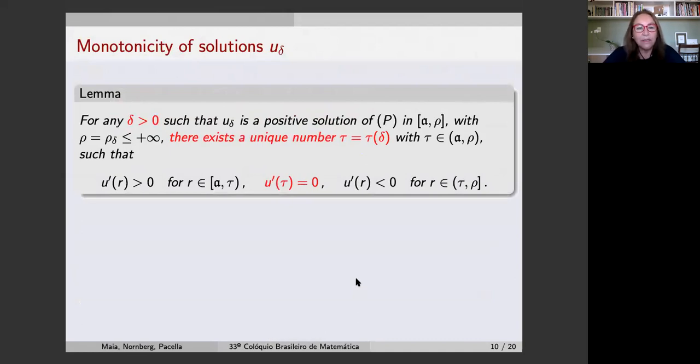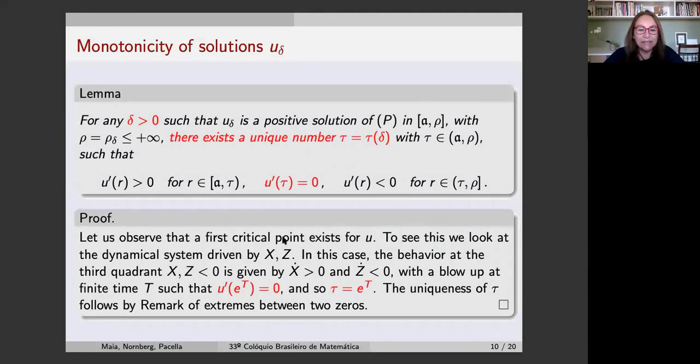Then we can study, for example, the type of solutions we are getting for this shooting problem. For any delta, shooting velocity positive, such that u_delta is a positive solution of the initial value problem in the beginning of this lecture at a, rho, with rho equal to rho_delta, a real number, or plus infinity, there exists a unique number, tau(delta), where u'(tau) is 0, which is a critical value for the solution u. That's what we are saying in this lemma. Previous, for r less than tau, the function u is increasing, and for r bigger than tau, the function u is decreasing. Let's see how to prove this.